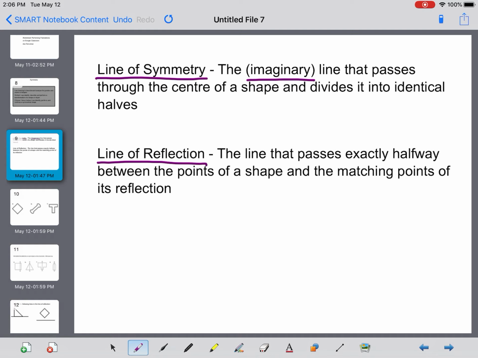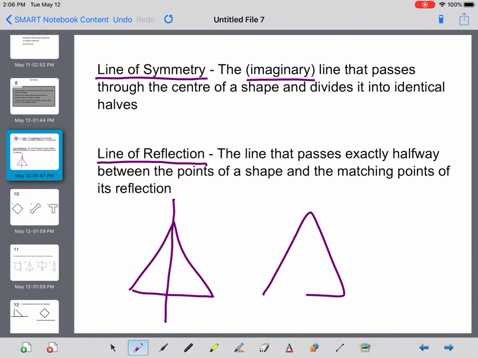Okay, then a line of reflection is very, very similar to a line of symmetry. It's the line that passes exactly halfway between the points of a shape and the matching points of that shape's reflection. So a line of symmetry would be something a little bit more like this. So that line would be the line of symmetry on this triangle. And a line of reflection would typically be more like this, and then we would have another triangle right here. Now that's not always the case, but that's kind of the easiest way to differentiate between the two.